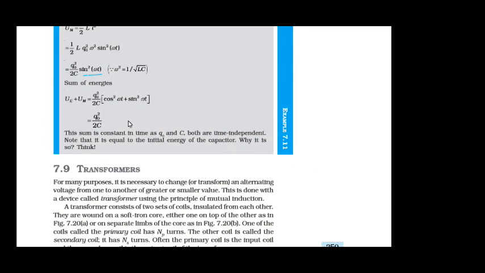Sum the energies, so U_E plus U_B is equal to q naught square upon 2C times cos square omega t plus sine square omega t. So cos square omega t plus sine square omega t is equal to 1. So it is q naught square upon 2C. The sum is constant in time, as q naught and C both are time independent. Note that it is equal to the initial energy of the capacitor. Why is it so? Think.